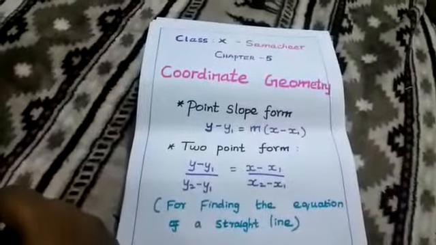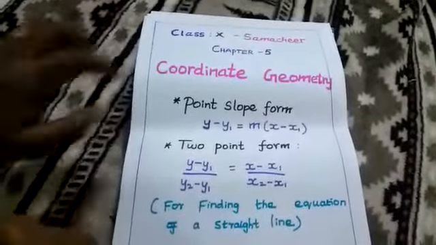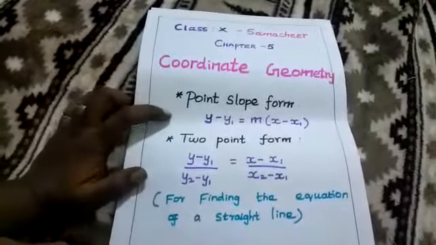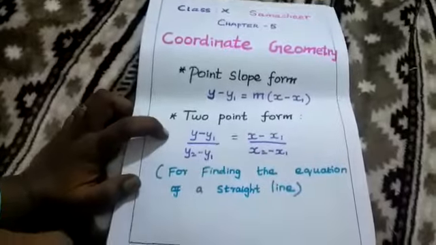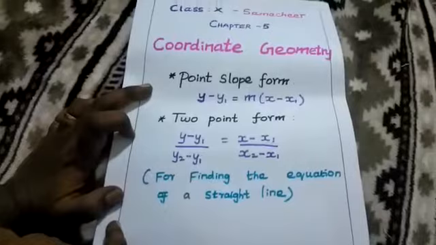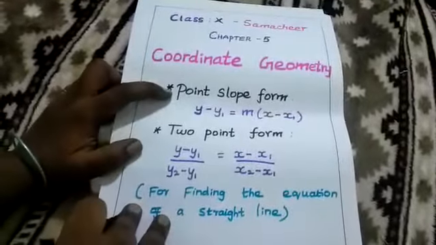In this video, today we are going to see about the 10th standard chapter 5 coordinate geometry, point slope form and 2-point form. How to find the equation of a straight line using these two concepts. That only we are going to see today. The first concept is point slope form.